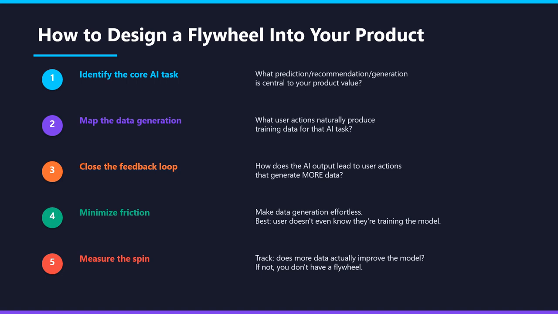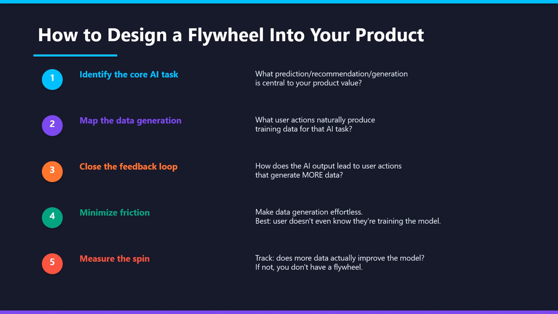And step 2: map the data generation. What user actions naturally produce training data for that particular AI task? The keyword is naturally. The best flywheels don't ask users to do extra work. The data is a byproduct of normal usage.